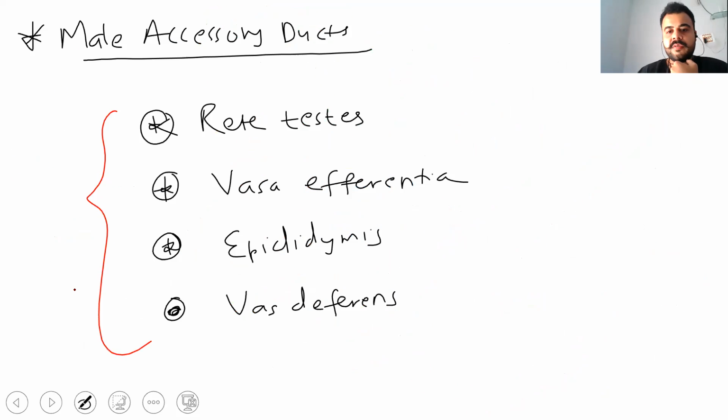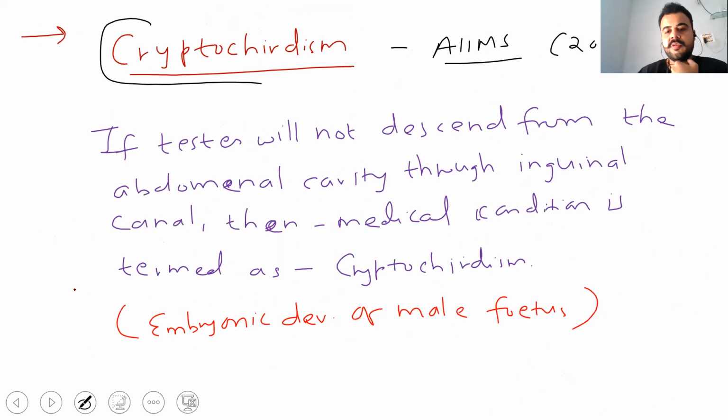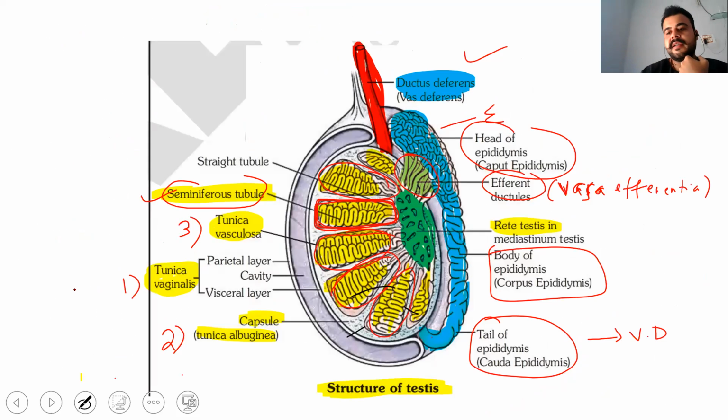Same thing has been shown over here in this diagram. Over here, as you can see, the rete testis part, then you can see epididymis, and then vas deferens. This is the head part of epididymis, this is the body part or corpus part, and this is the tail part.